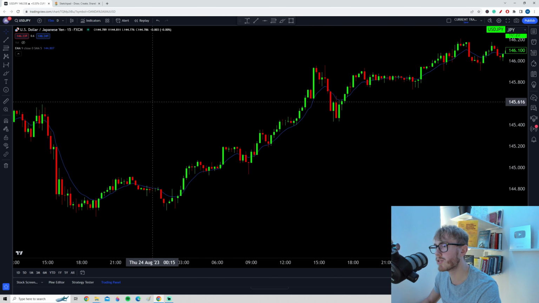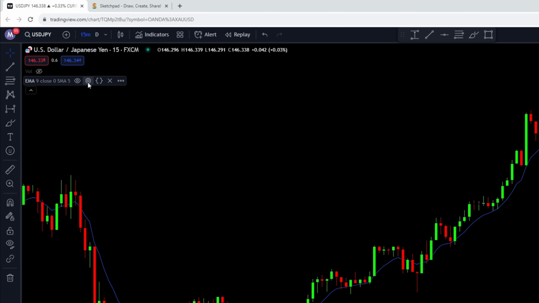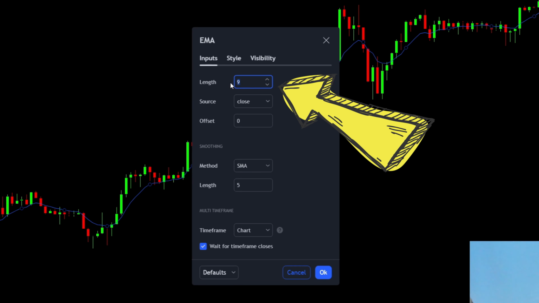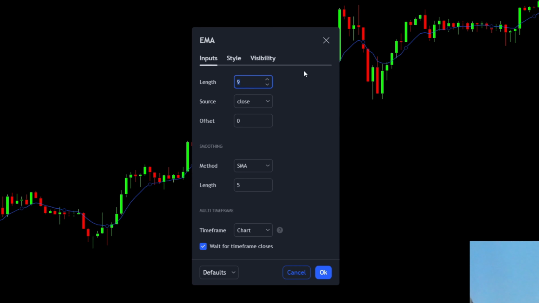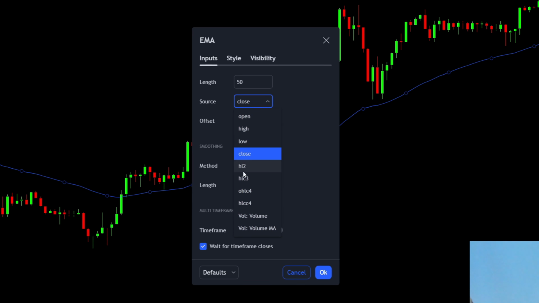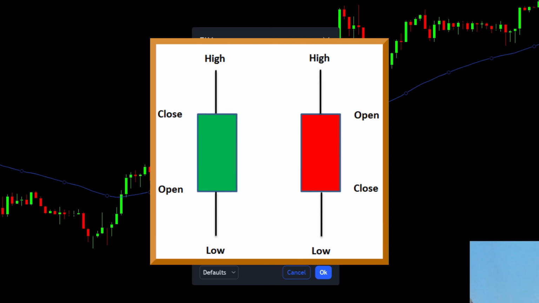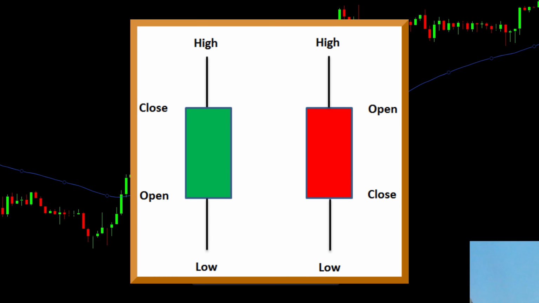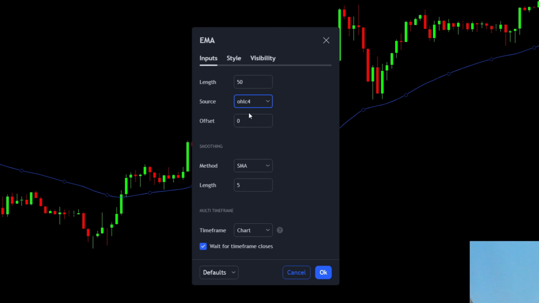The next thing we want to do here is to go up to the settings tab of the moving average, and we do want to change the length of the moving average here. And in my opinion, a solid rule of thumb is to change the exponential moving average to 50 periods. And we also want to change the source here from close to where it says OHLC. This will make the moving average base its calculations on the open, high, low and close. So we change to OHLC.